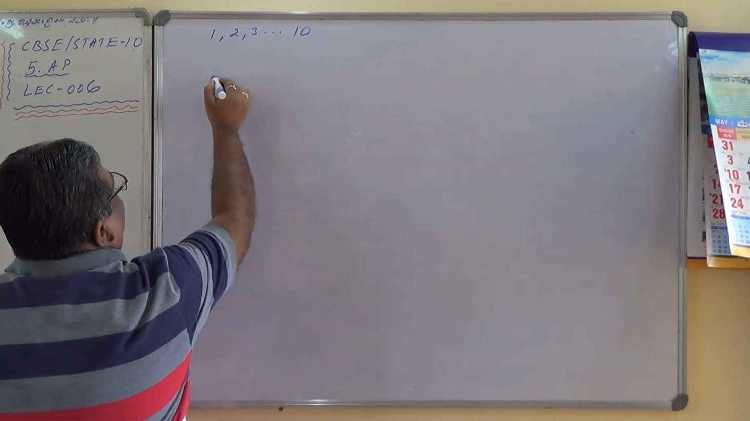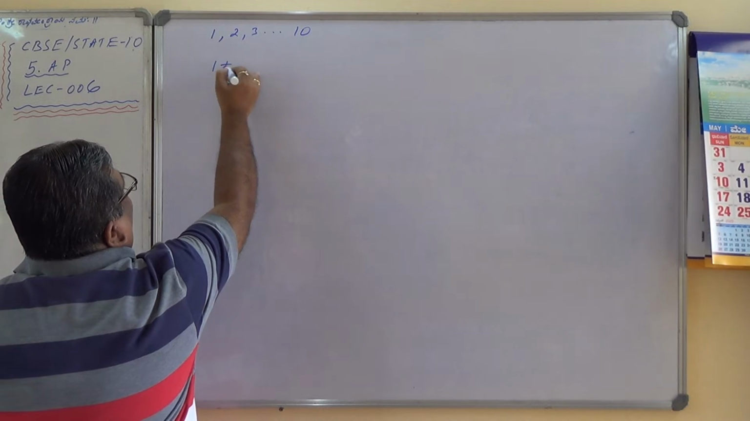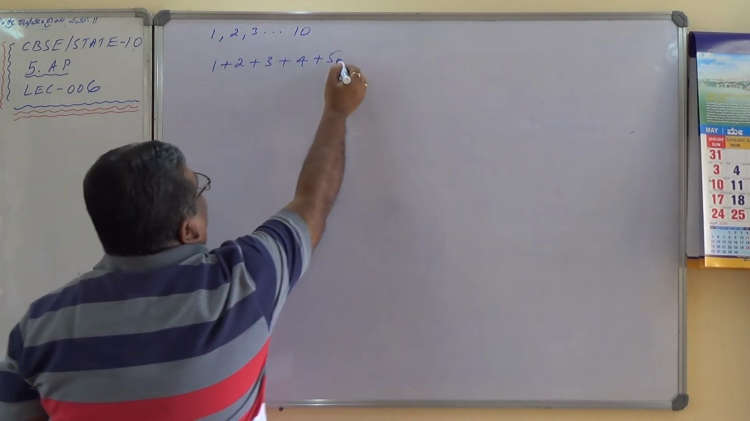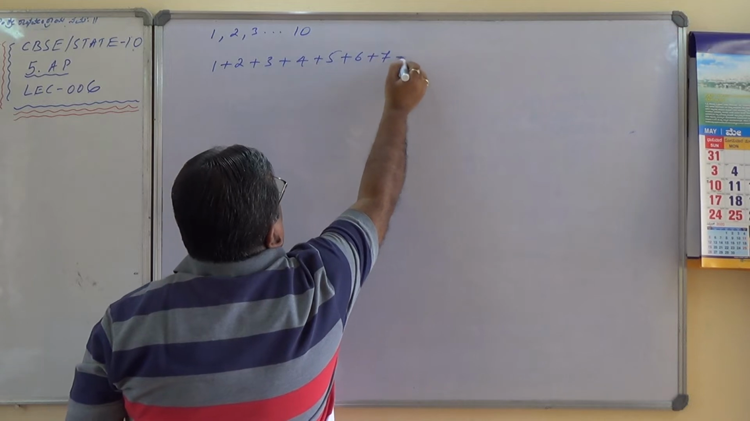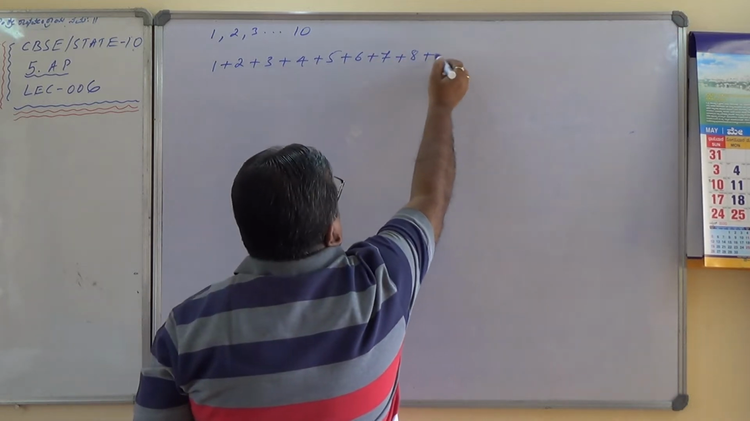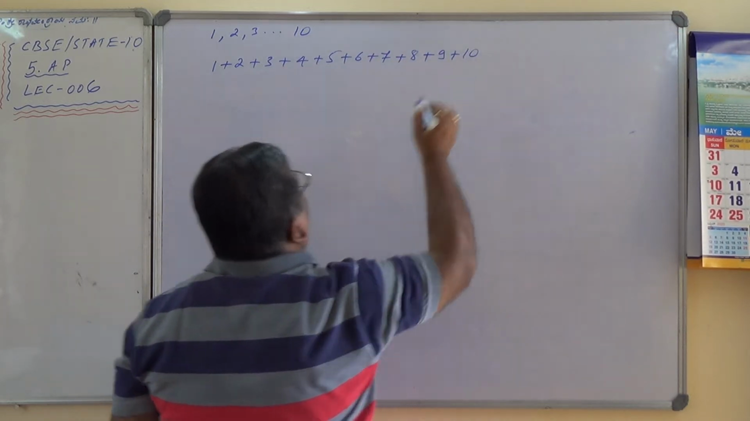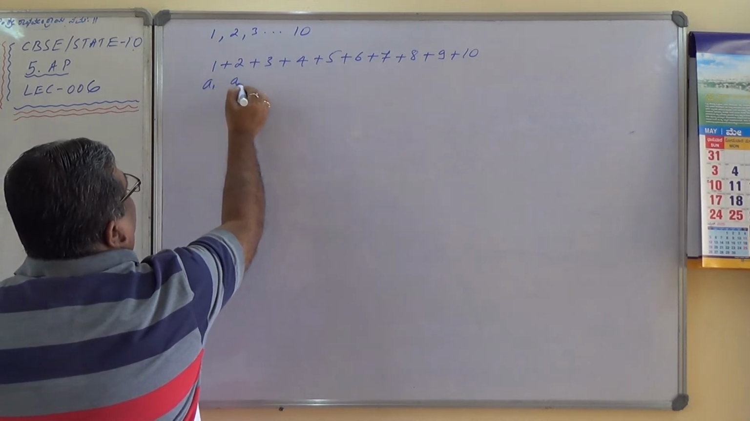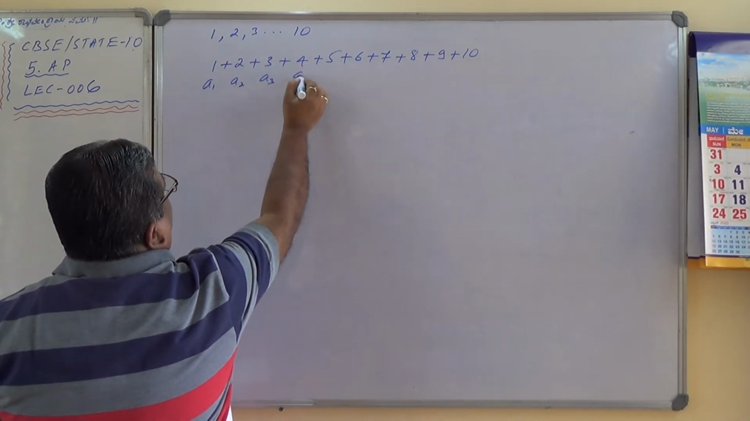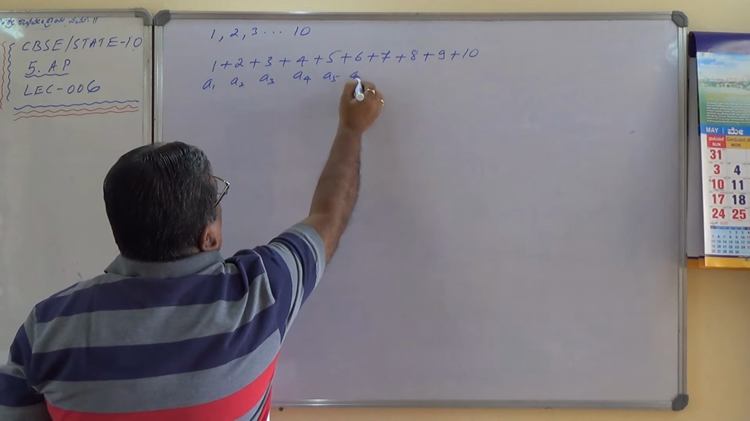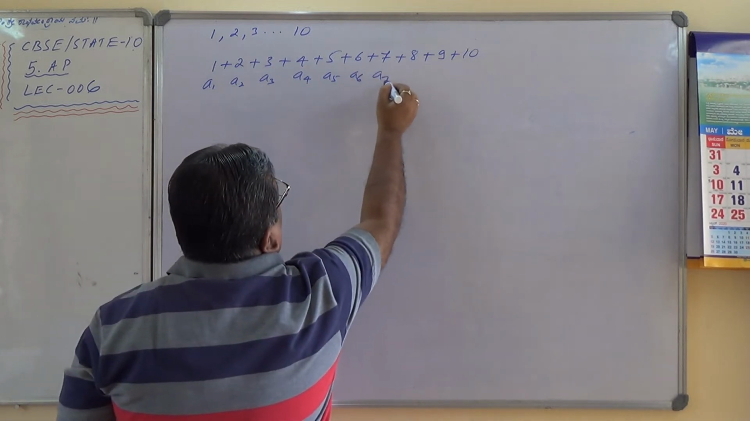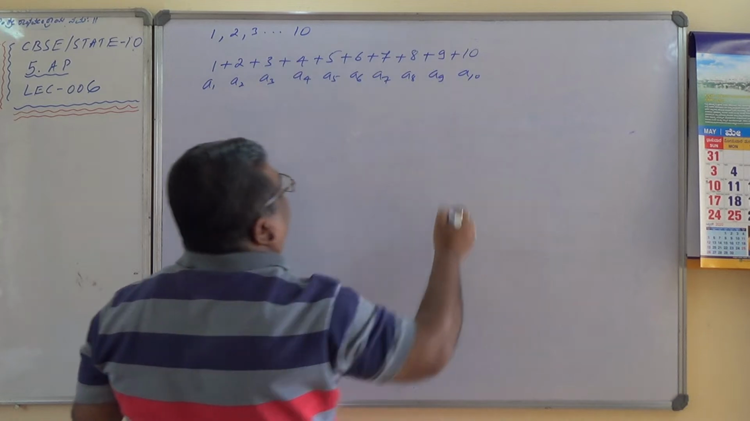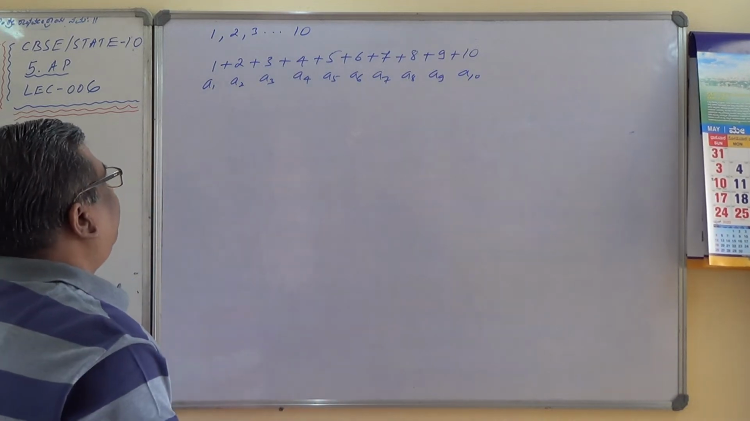Now, sum is given by 1 plus 2 plus 3 plus 4 plus 5 plus 6 plus 7 plus 8 plus 9 plus 10. Let me write this one, and also I'll write the terms here: A1, A2, A3, A4, A5, A6, A7, A8, A9 and A10. There are 10 terms over here.